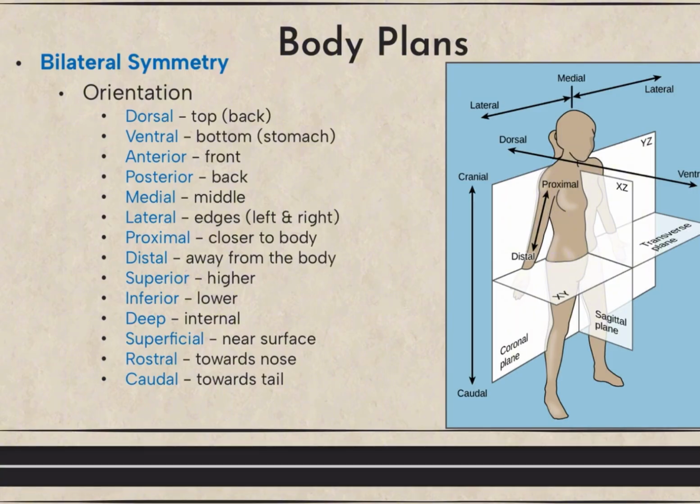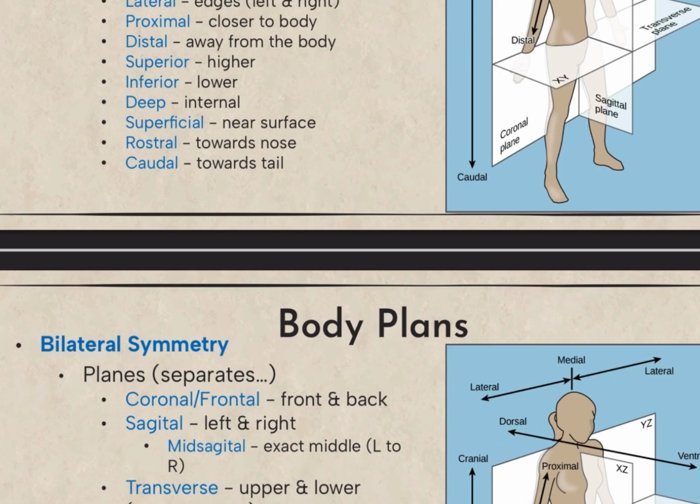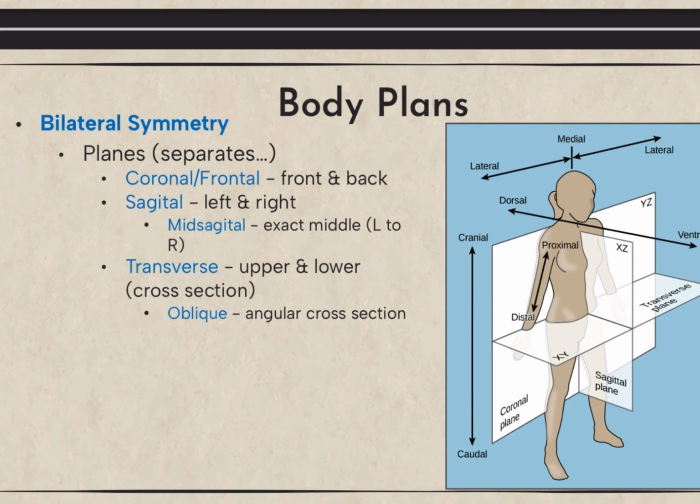Now for rostral and caudal. Rostral just means towards the nose, so again, kind of like up, and caudal just means towards the tail. Moving on to bilateral planes for symmetry.